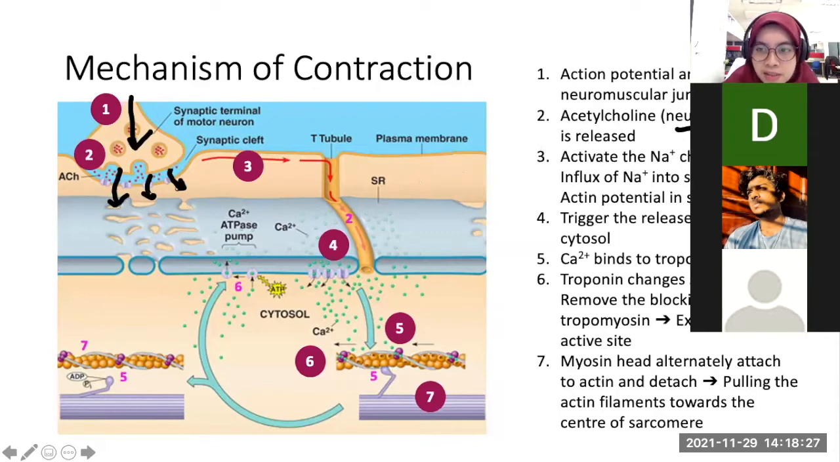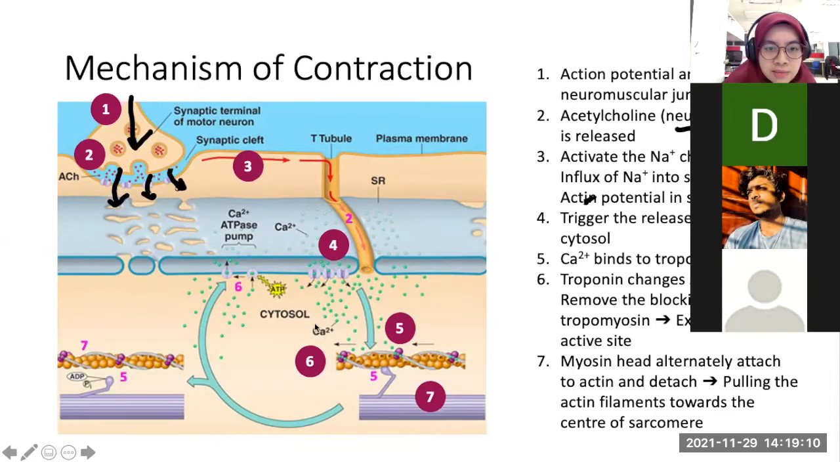The influx of sodium will trigger an action potential, sorry, this is not actin, an action potential in the sarcolemma. So now there is action potential propagation, point number 3. This action potential will propagate through this T tubule over here. When it reaches the sarcoplasmic reticulum, it will trigger the release of calcium ions into the cytosol. So calcium ions will move in.